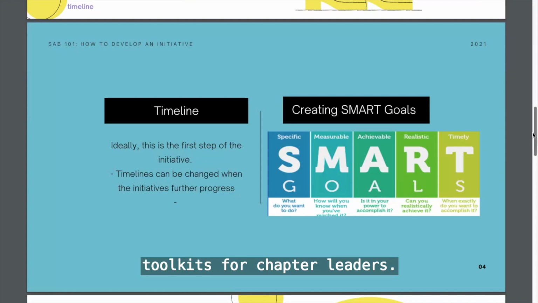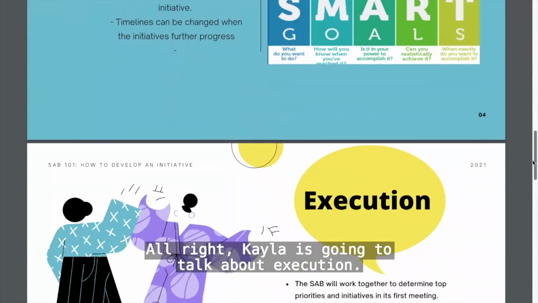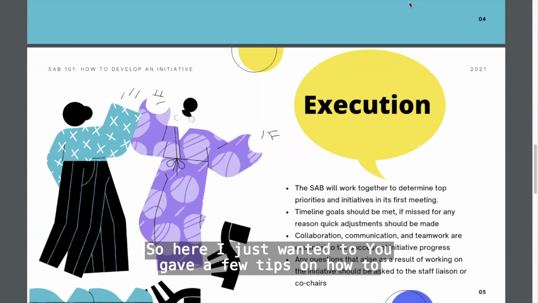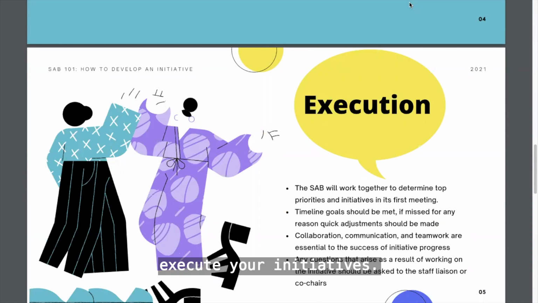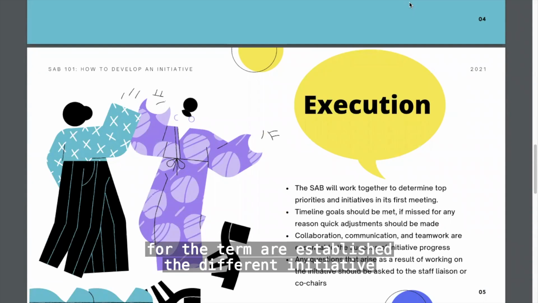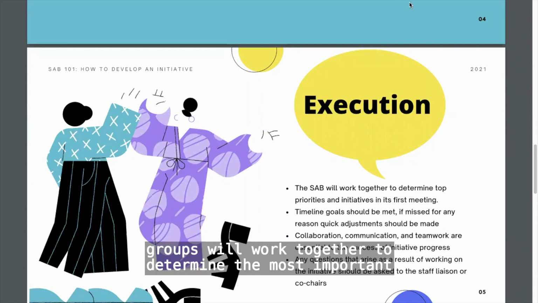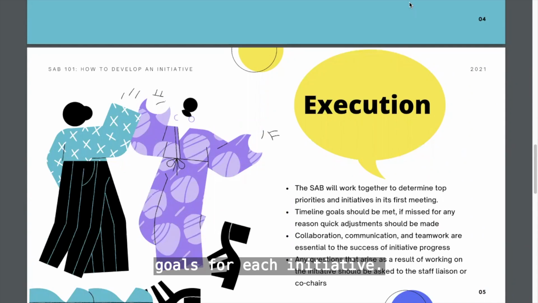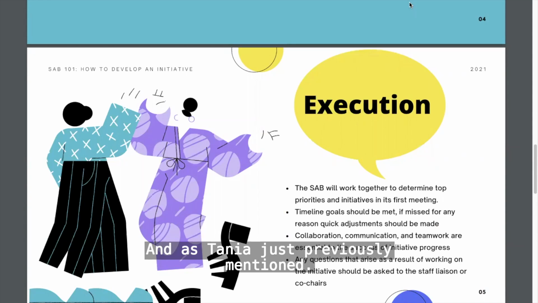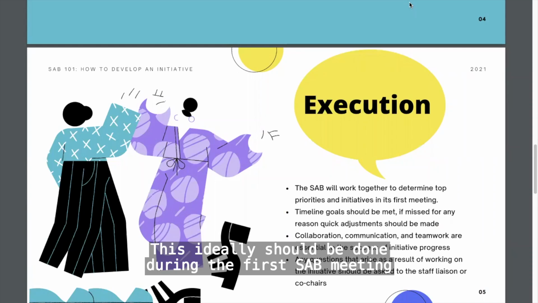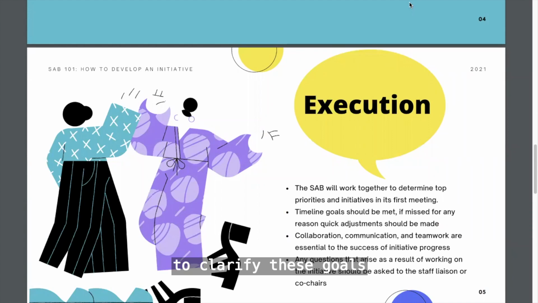All right, Kayla is going to talk about execution. So here I just wanted to give a few tips on how to execute your initiatives. Once the initiatives for the term are established, the different initiative groups will work together to determine the most important goals for each initiative. And as Tania just previously mentioned, this ideally should be done during the first SAB meeting to clarify these goals.